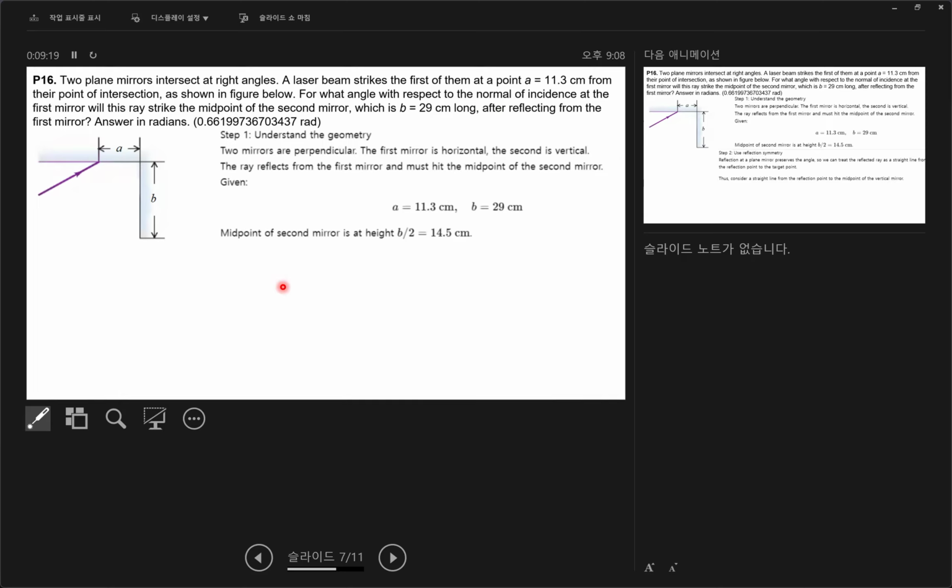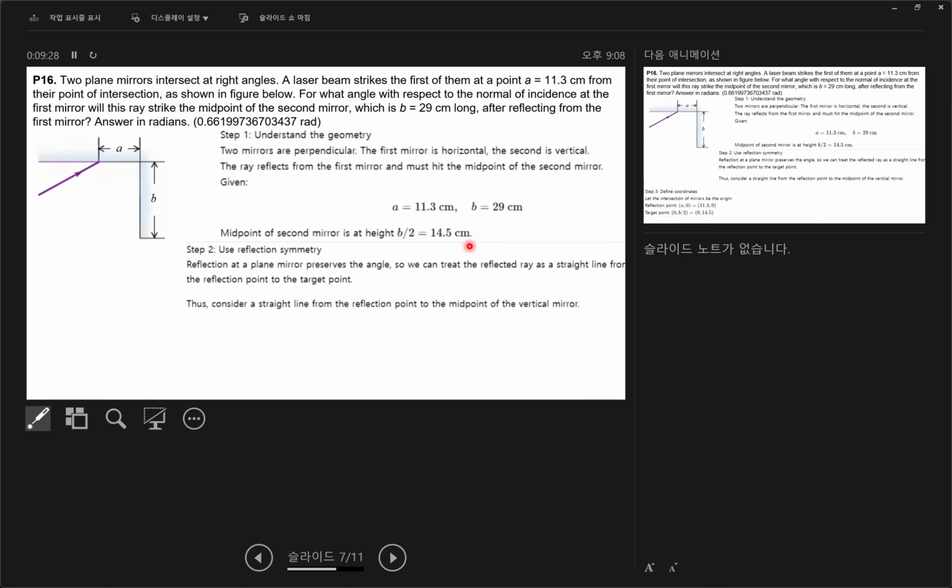And the midpoint of the angle here, that B over 2, is given by this one. And then we need to use this reflection symmetry. The reflection at a plane mirror preserves the angle, so you can treat the reflected ray as a straight line from the reflection point to the target point. So from here to here, okay, the midpoint.